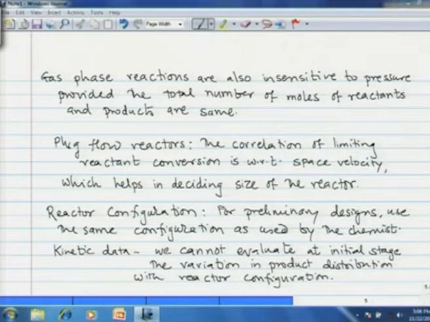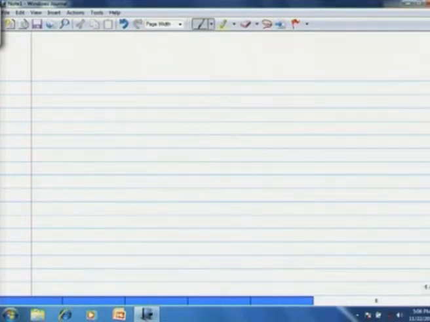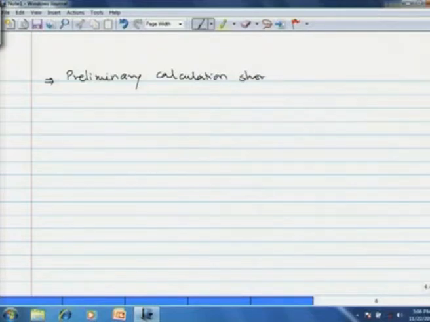Detailed design of reactor is quite effort intensive. So, the preliminary calculations should justify the additional effort taken for designing of the reactor.